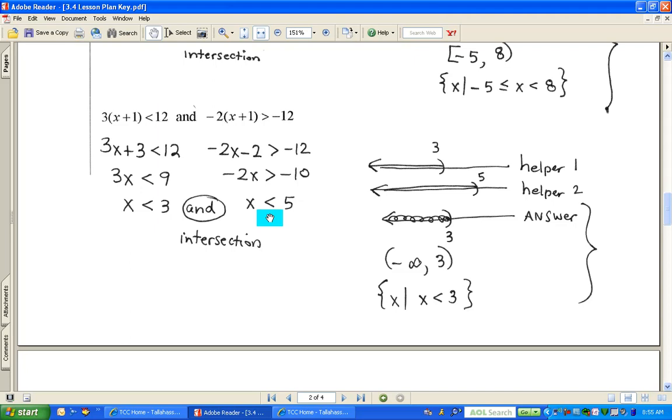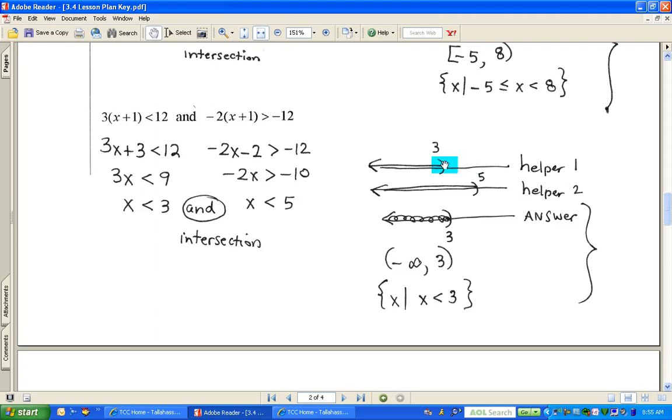Okay. Now, we come over and draw our helper graphs. Helper graph number 1. X is less than 3, so this is what I draw on helper graph number 1. A paren, not a bracket. X is less than 5, I draw that on helper graph number 2. Now, when I use the word and, which means intersection, what numbers do you see in helper graph 1 and helper graph 2? Now, sometimes when I'm teaching, students will make a mistake and they'll say, oh, we see everything in between 3 and 5. No, you don't. There's nothing on helper graph 1 that goes past 3. It's all to the left of 3.